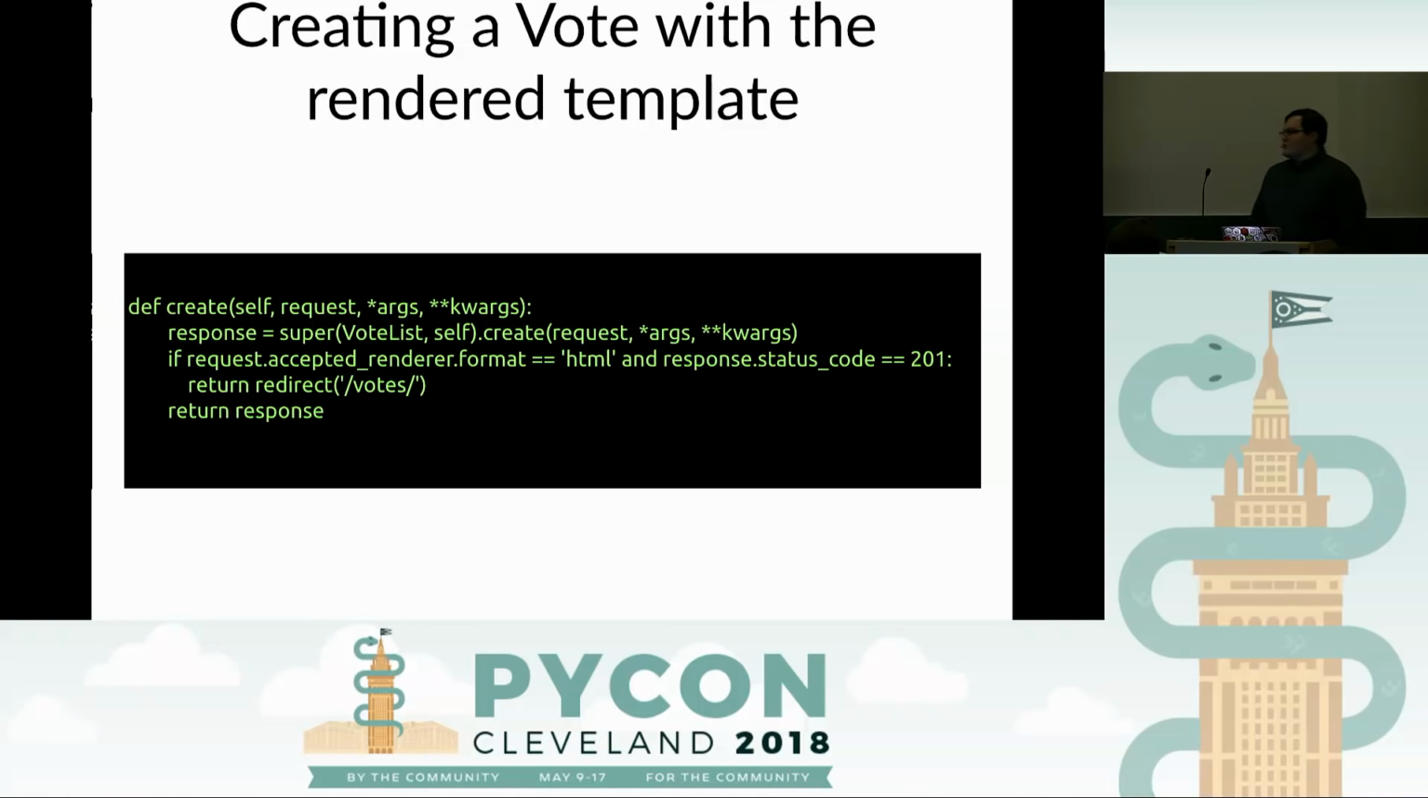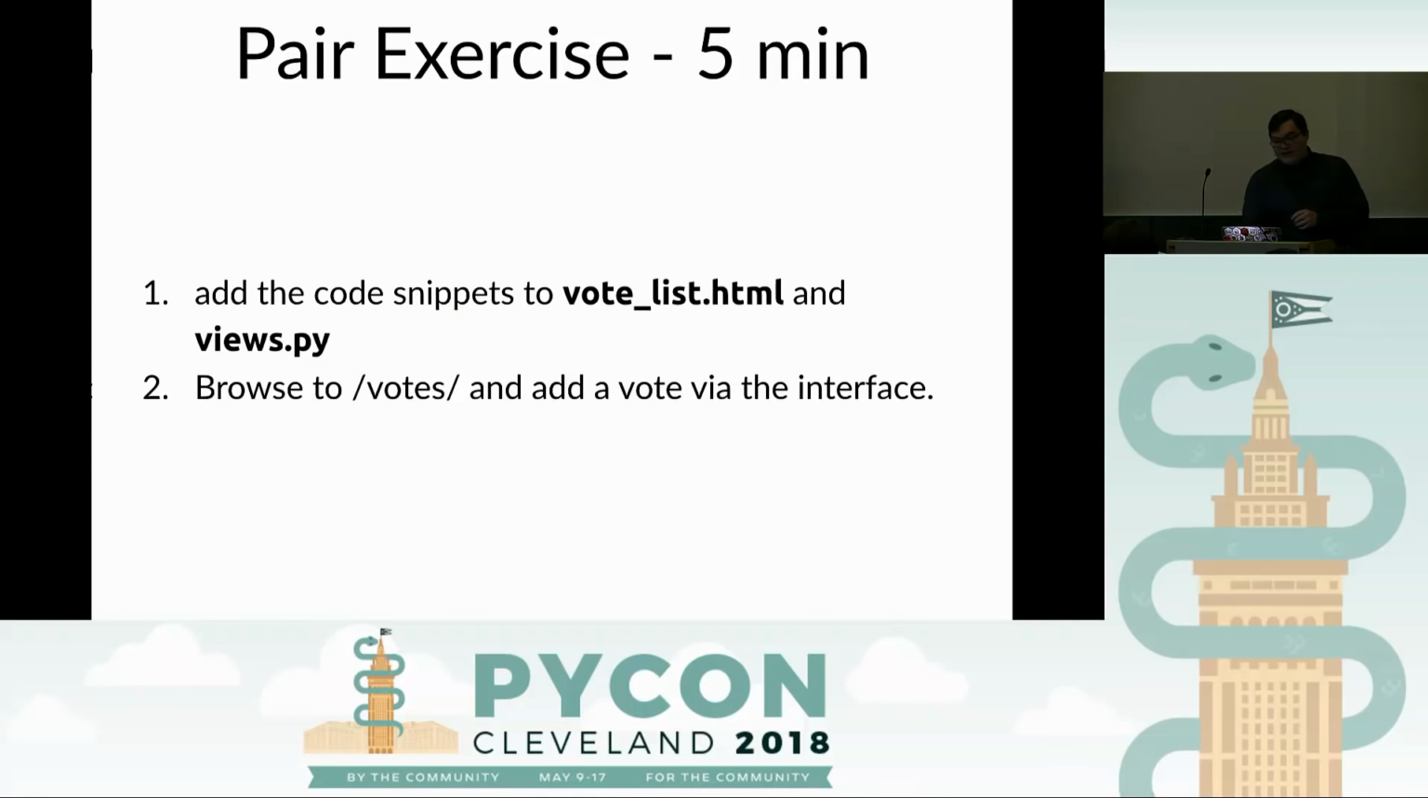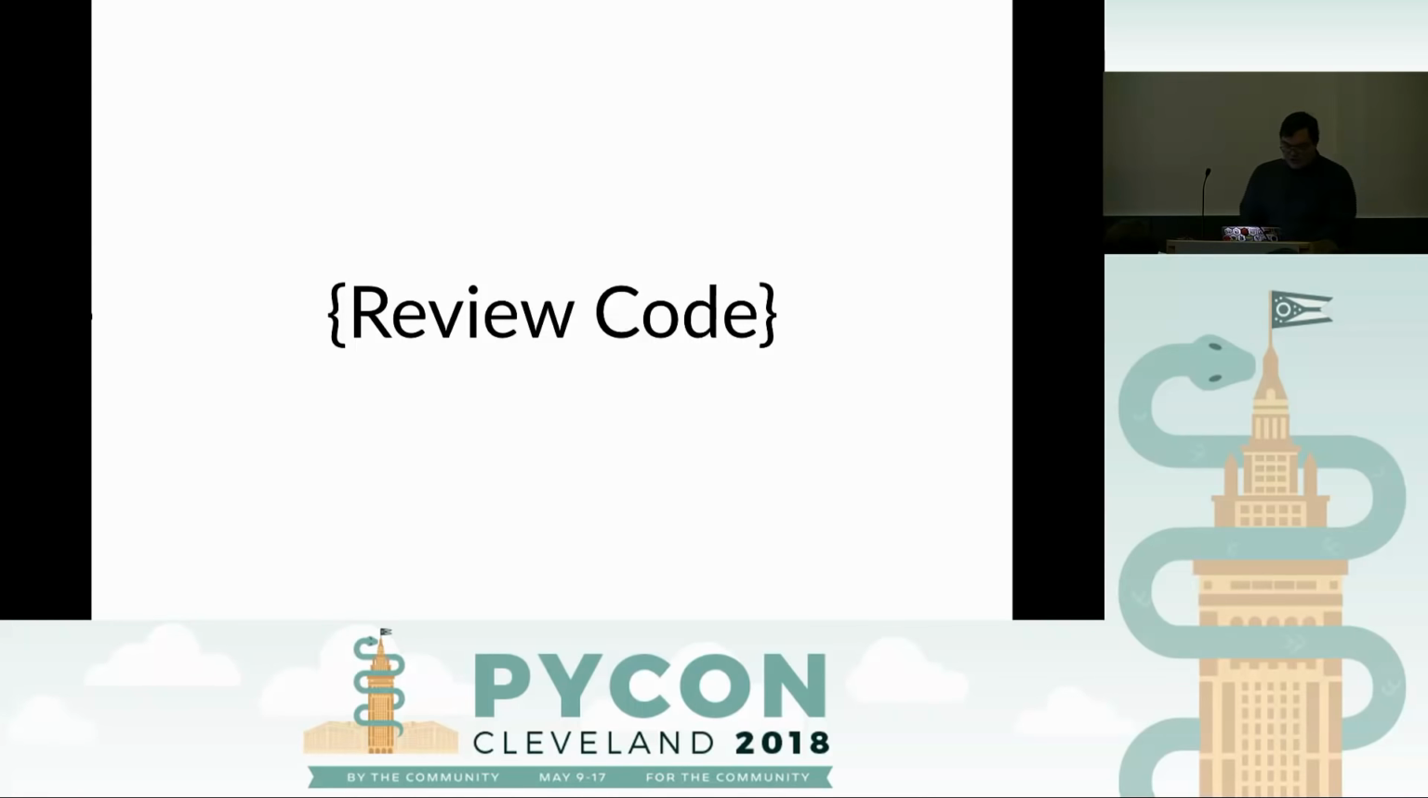And Django REST Framework captures that in accepted_renderer.format. So if we've successfully created a vote with a response status code equals 201, and the accepted renderer format is HTML, then we return a redirect. We should go back to the list with our new vote created, like you might expect from a Django model form view. Otherwise, we just return the response, because we're in JSON land and we should do what we would normally do. We're going to not do that for time, and instead I'm going to show you what that would look like.